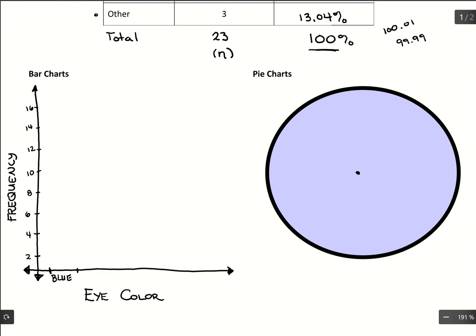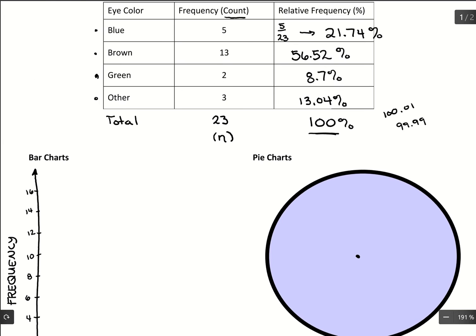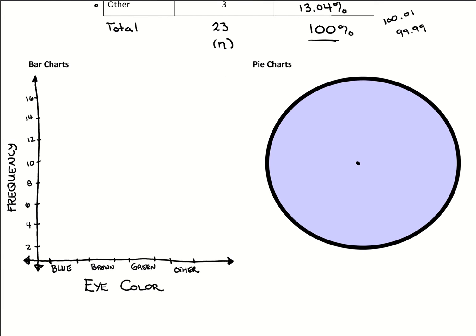And then you're going to have a little bit of space, and then you draw the next bin. And a little bit of space, and we'll have green. And a little bit of space, and we'll have other. So these bars, when we draw them, shouldn't be touching. We should have a space between each of the bars to show that there are these discrete groups. There isn't any overlap between them. Then we draw the bars to the height of the frequency. So the blue group had a frequency of 5, so we draw to a height of 5.